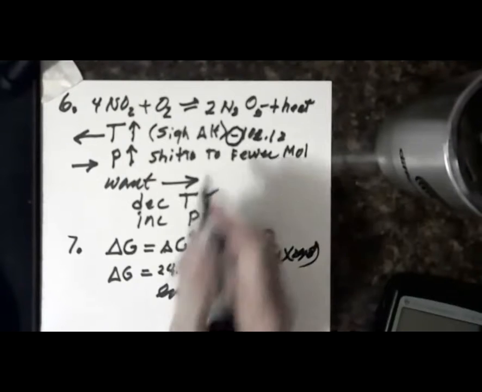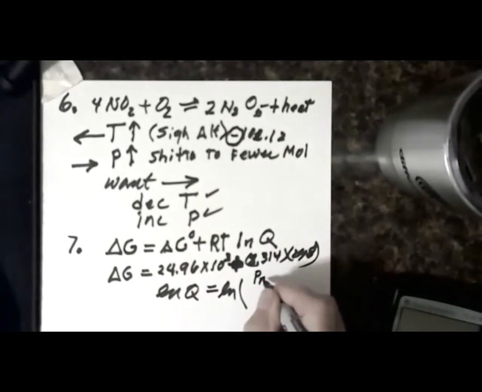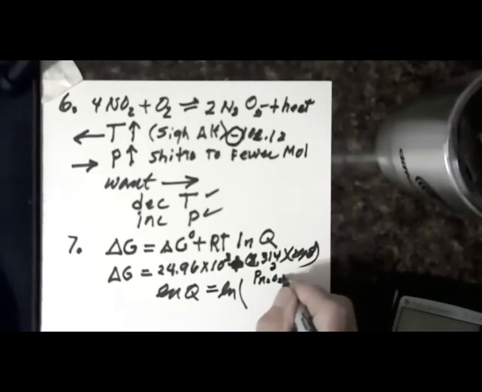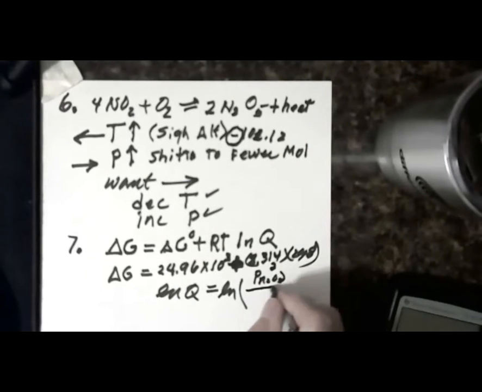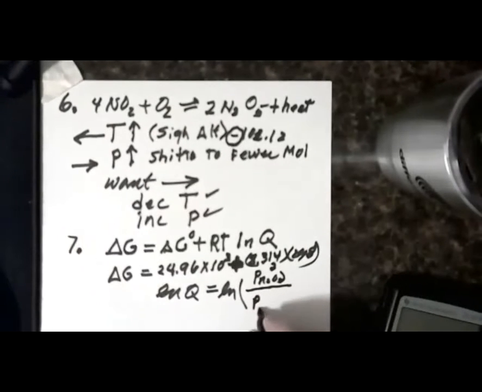Now what's Q? It's going to be the pressure of the N2O5, and that's going to be squared. And I want to divide it by the pressure of the NO2, and that's going to be to the 4th power, times the pressure of the O2, and that's going to be to the 1st power.